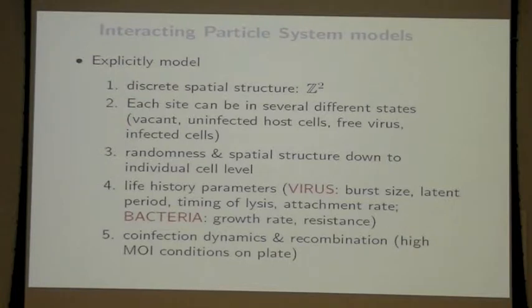In the models, we build in various life history parameters that we think are important and we want to pursue. For example, for a phage, a virus, we might include the burst size, latent period, lysis time, and adsorption rates. For the bacterial host, we can put in growth rates, resistance to various phages, and so on. We can also incorporate co-infection dynamics and recombination. And that might be relevant under the high multiplicity infection conditions that we see on the plate.